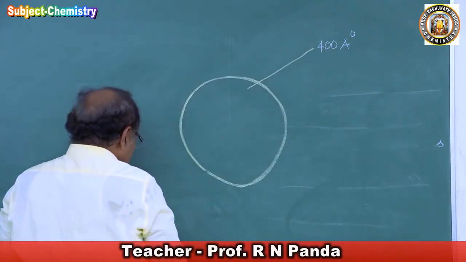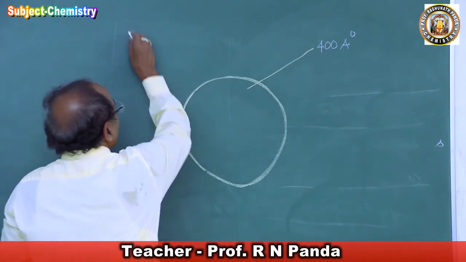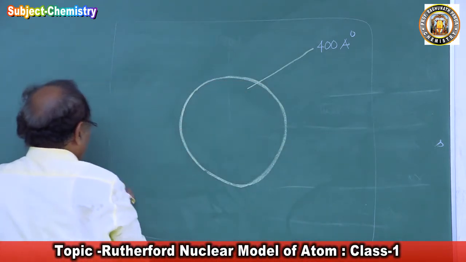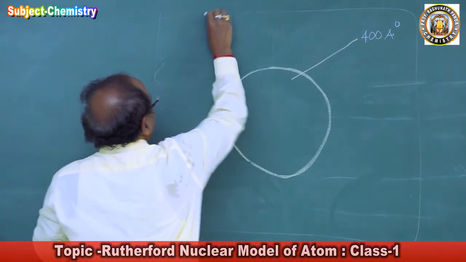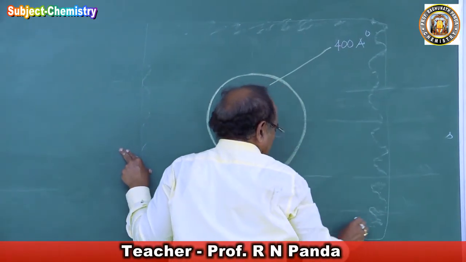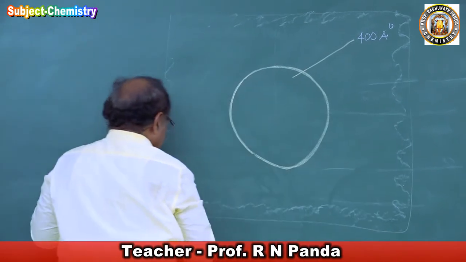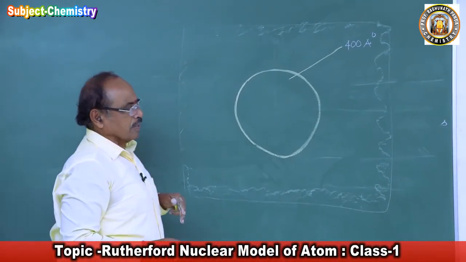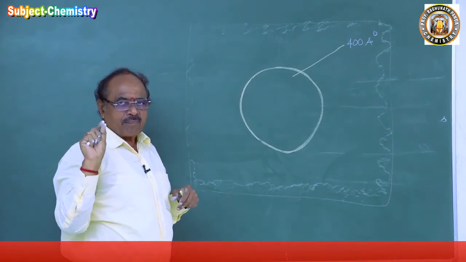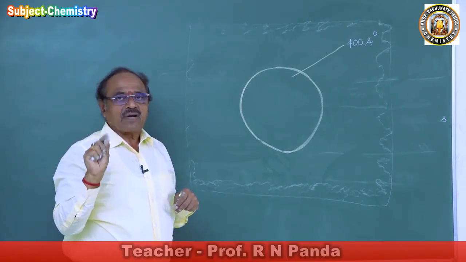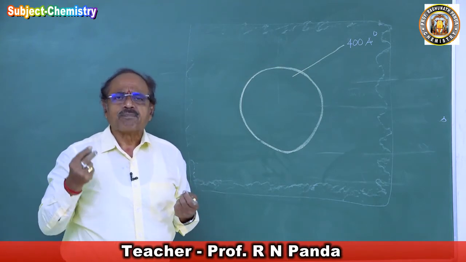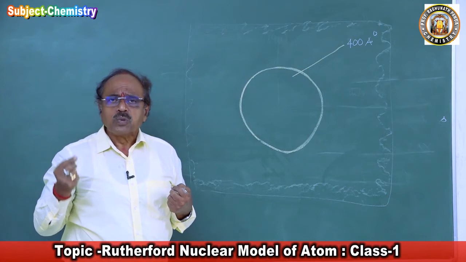In all the sides of the box he kept this, and all the sides of the box are covered by zinc sulfide. They are covered by zinc sulfide because we have discussed during the discussion of electron and proton that when cathode rays or the positive rays strike upon zinc sulfide, they produce fluorescence, a bright greenish blue light.